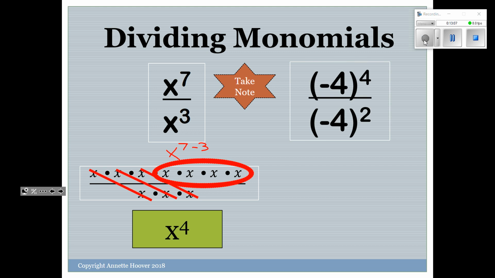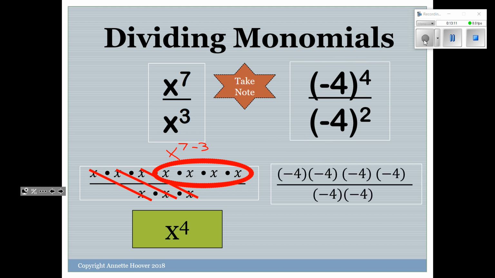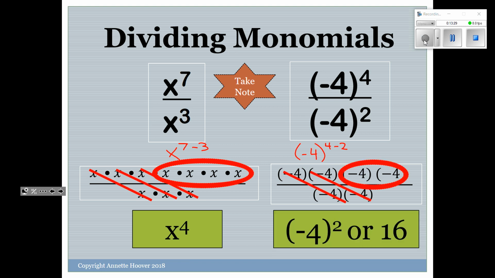In another example, we have the base of negative 4. We have negative 4 four times on the top. We have negative 4 twice on the bottom. 2 of them get canceled out. What is left? Negative 4 twice. So all we did is we kept the base of negative 4, and we subtracted the exponents and got negative 4 to the 2nd power. When evaluated, it is 16.